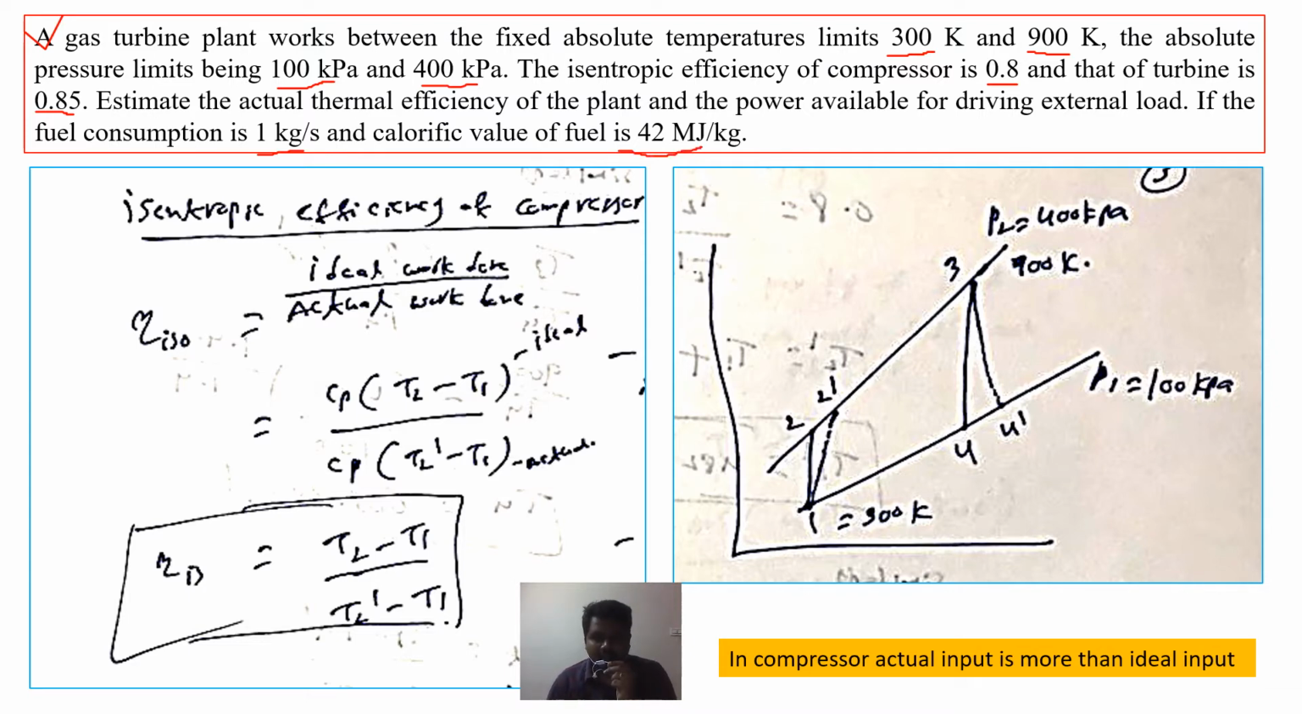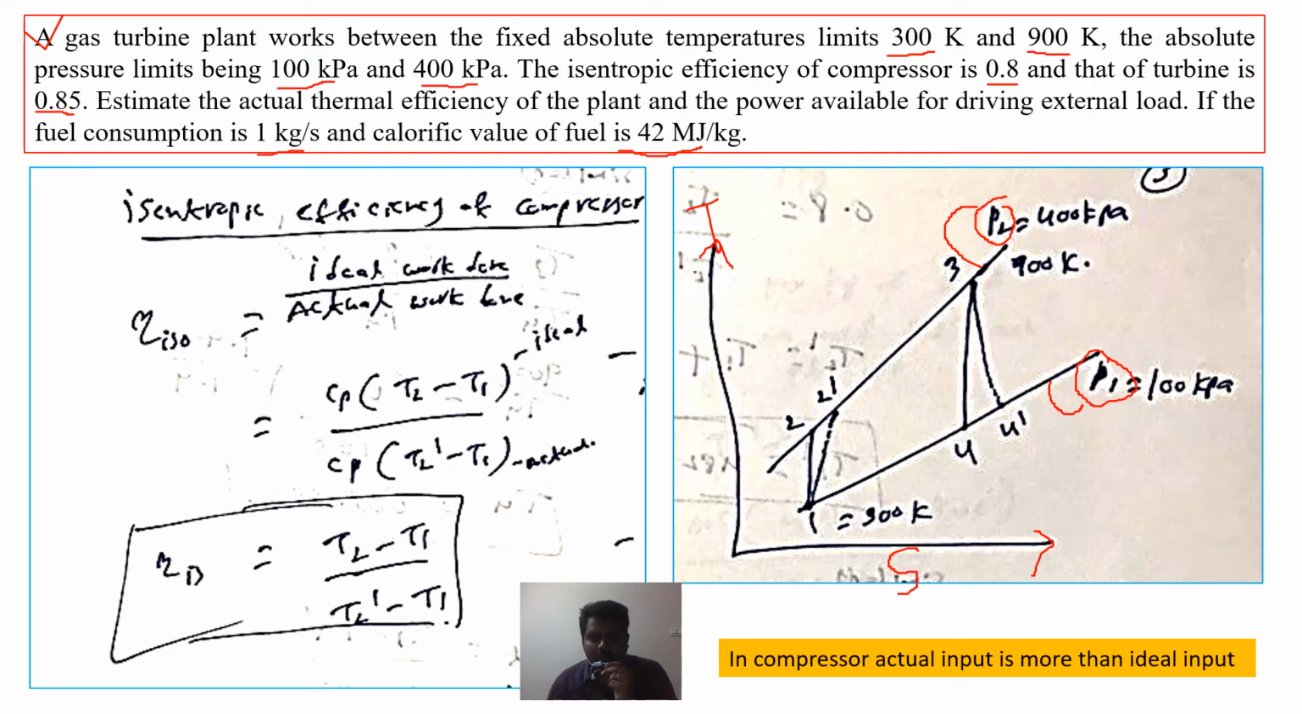Now let us solve a problem. Before that, initially we have to draw a TS diagram for Brayton cycle. So this is the TS diagram. Here there are two pressure lines, this line is P2 line, this line is P1 line, because the cycle is operating between two constant pressures.